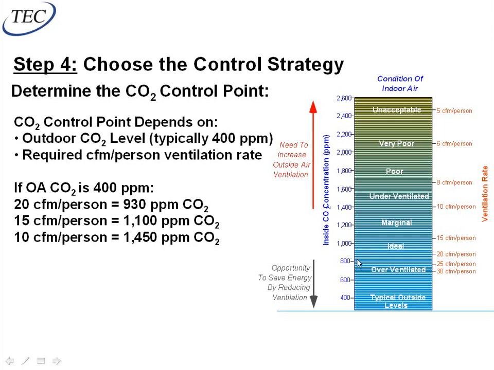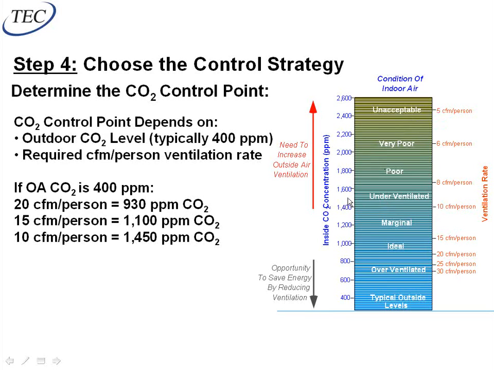Look at it over here on the chart. That ends up pretty much corresponding to things around 1,000 parts per million are good. Things below 800 are probably overventilated, which means I'm wasting energy because I'm bringing in 25 or 30 CFM per person. And when I get to CO2 levels that are higher than 1,400 parts per million, that probably means I'm underventilating because I'm in that 5 to 10 CFM per person rate.